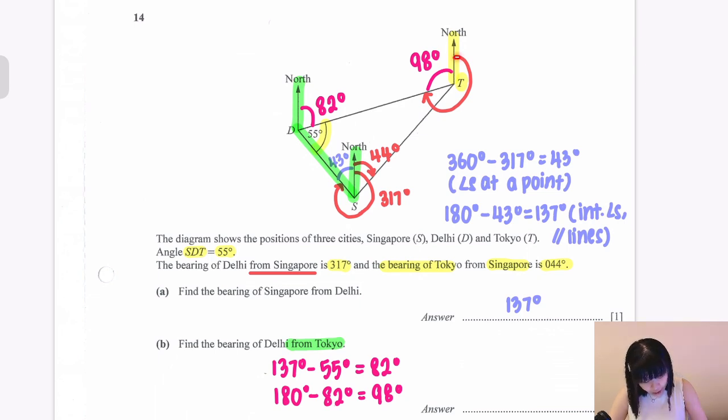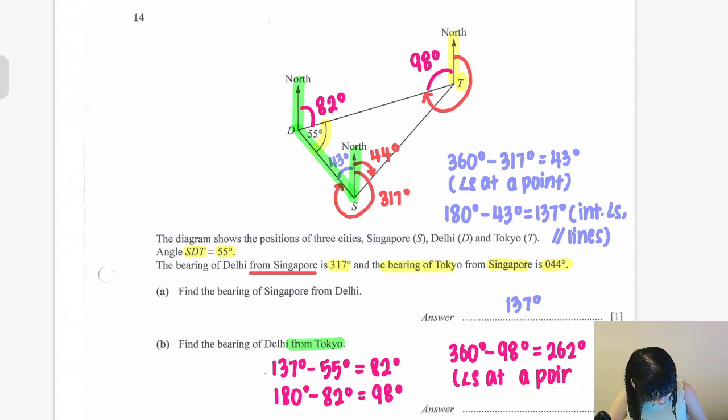And now I can actually find this because all of them add up to 360 at a point. So 360 minus away 98, I will get 262 degrees, and this is using angles at a point. The previous one, I was using interior angles due to the parallel lines. So my final answer here is 262 degrees.